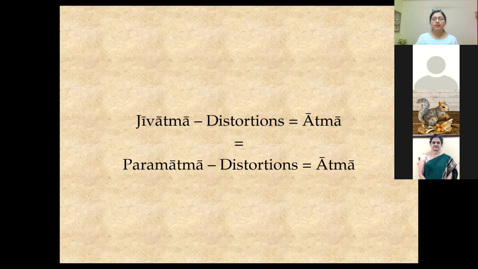In the same way, when it comes to Jivatma and Paramatma, we have to drop the distortions. Again, what is the distortion here? Here also it is nama rupa. Here also it is name and form. So once we drop the name and form, what remains is Atma. And on the Paramatma side also, when we drop the distortions, which are in the form of nama rupa, what remains is Atma alone. Okay, is this clear?